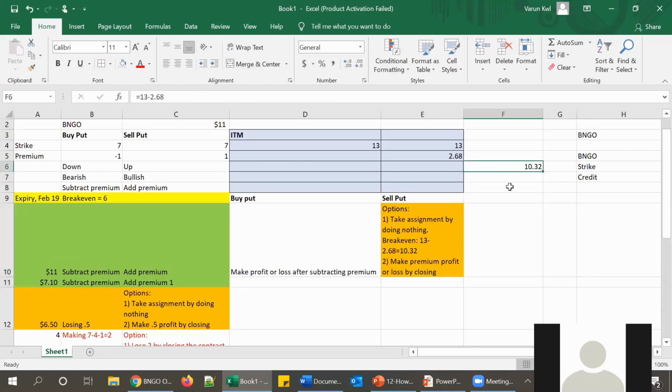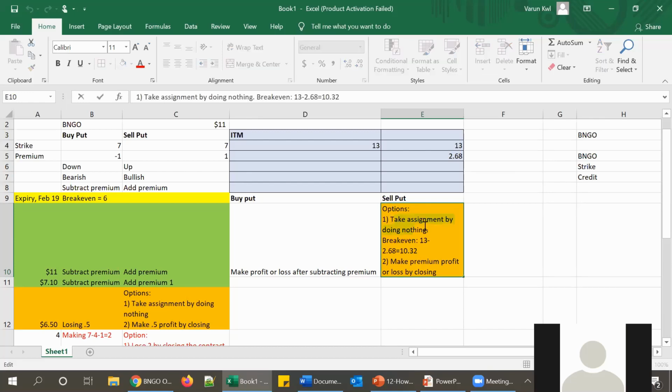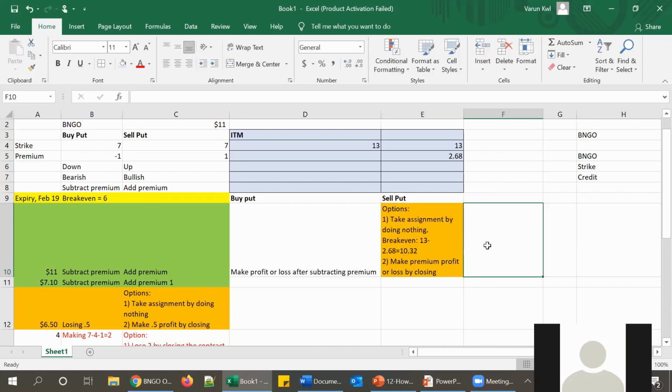Okay, so if I am taking an assignment here, which is highly likely, right? Because this stock is still at $11. If I don't do anything, this is going to happen. This stock will be assigned to me. And what will be the break-even price for me? $10.32.